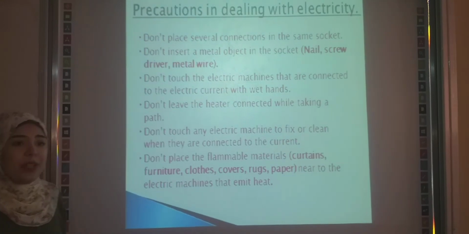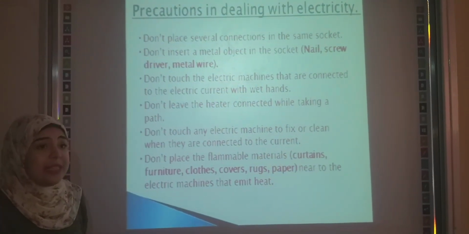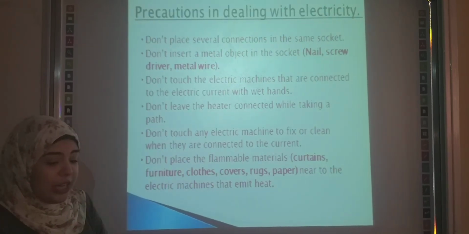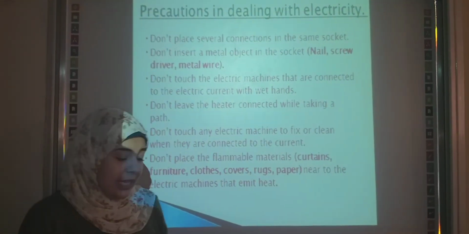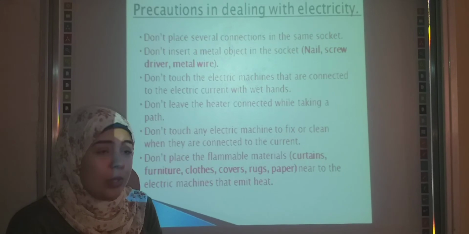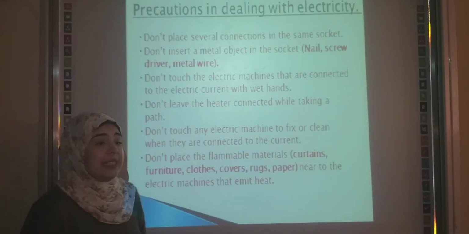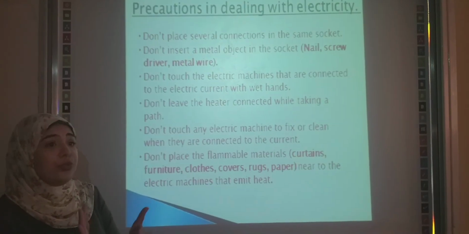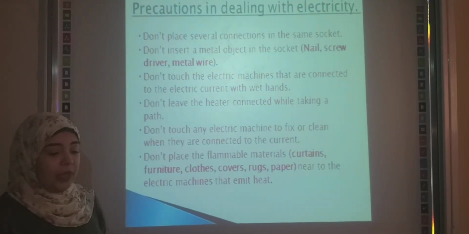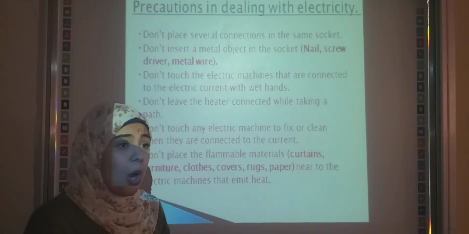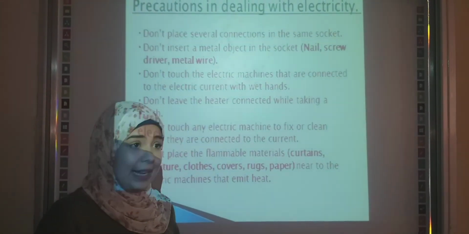At the end, you must know some precautions in dealing with electricity. Number one, don't touch any electric machines that are connected to electricity with a wet hand. Number two, don't put electric machines that generate heat near flammable material. Number three, you can't clean or fix electric machines while they are connected to electricity.